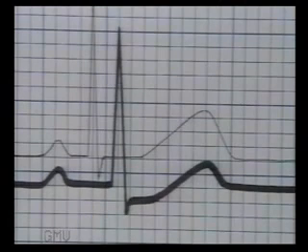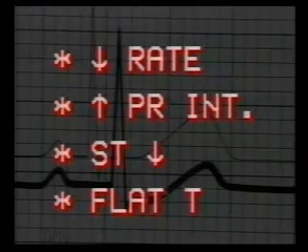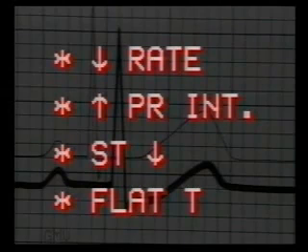The QRS complex is normal. The ST segment shows 1 mm depression and the T wave is upright but flattened. This is an effect of digitalization, slowing of heart rate, prolongation of PR interval, slight ST segment depression and reduced amplitude of the T wave.